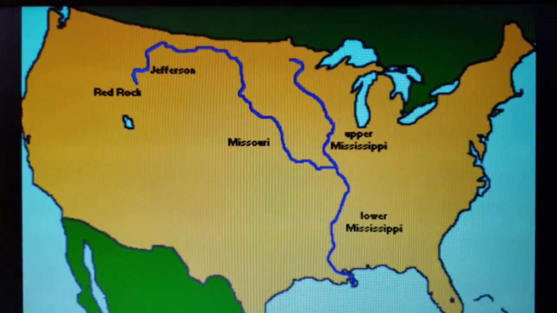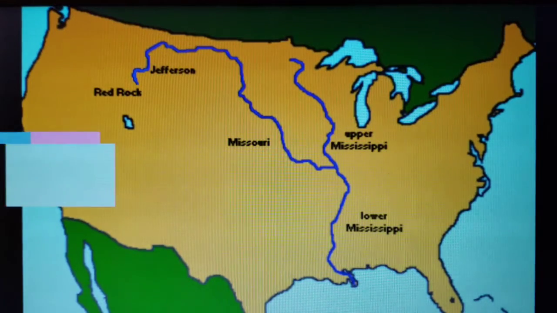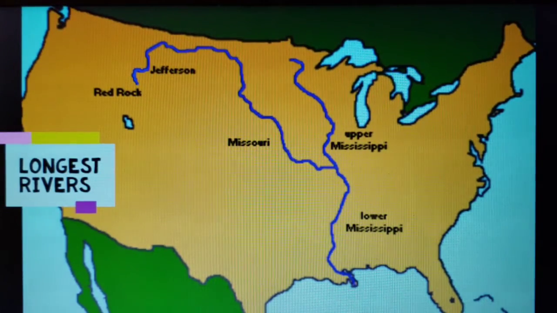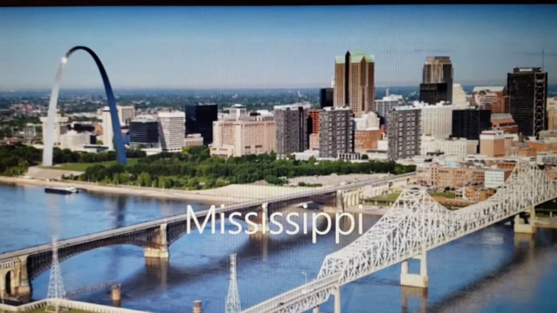In terms of rivers, you need to know two rivers that are the longest ones in the United States. Missouri and Mississippi are the two longest rivers in the United States. And if you can see in St. Louis, the arch, if you go visit the arch, there is a water flowing right next to it. That is the Mississippi River. It goes through so many states. It starts in the north and goes all the way down to the south.